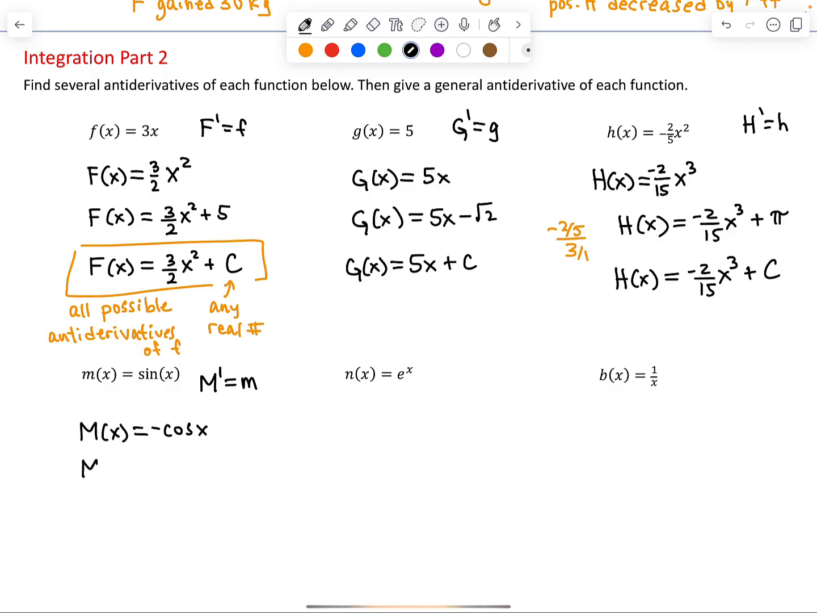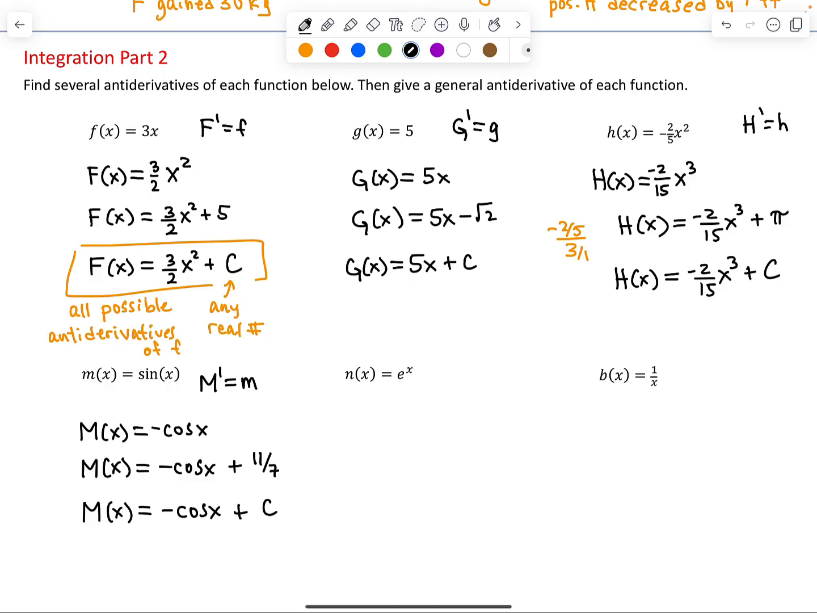Of course, now any function that is negative cosine of x, you can add any constant to this to get another option, such as 11/7, or generally speaking, our family of all possible antiderivatives have the form negative cosine of x plus some constant.